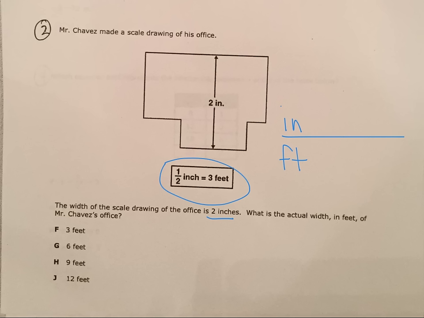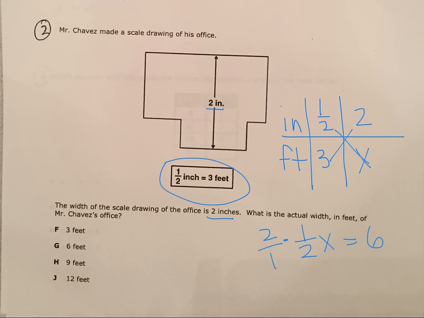Here's our scale. So if 1/2 inch equals 3 feet, then 2 inches will equal X. All right, so now we cross multiply. So this would be 1/2 X equals 2 times 3, which is 6. Okay, so let's think about this. Half of what number equals 6? You could also do the opposite and multiply it times the inverse. So if you multiply this times 2, you must multiply this times 2. That cancels, and X equals 12.